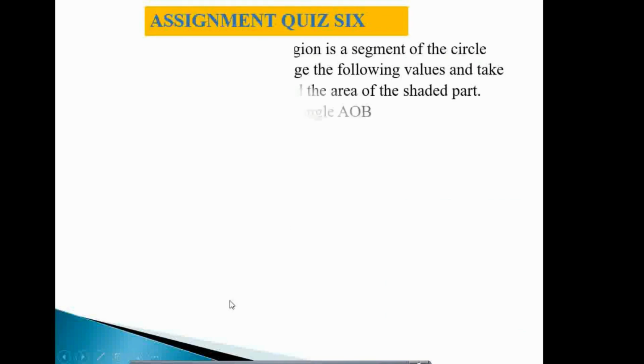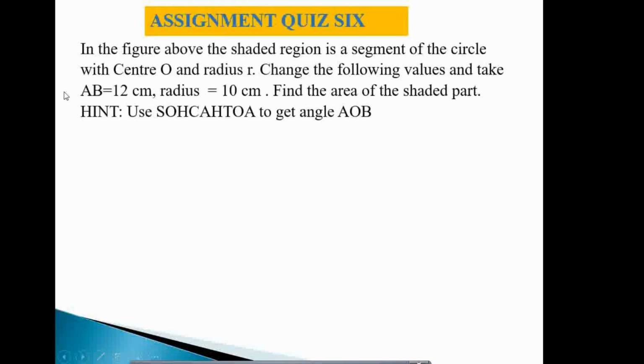Now, the assignment for that question 6. You can write this down. In the figure above, the shaded region is a segment of a circle with center O and radius R. Change the following values and take AB to be 12 centimeters, radius to be 10 centimeters. Then find the area of the shaded part.